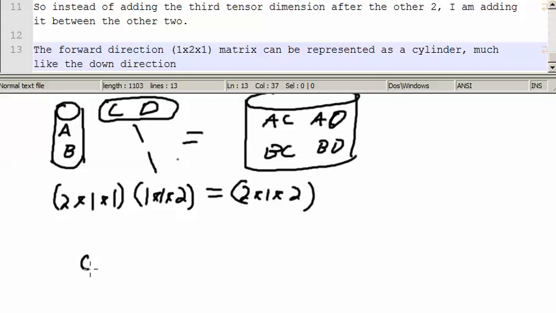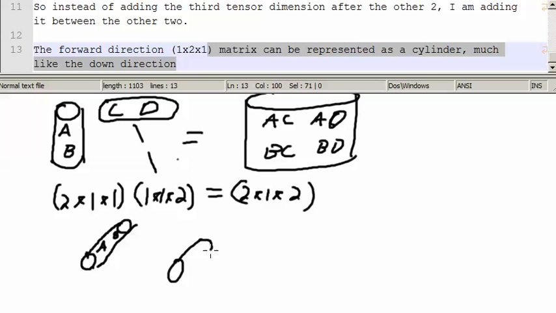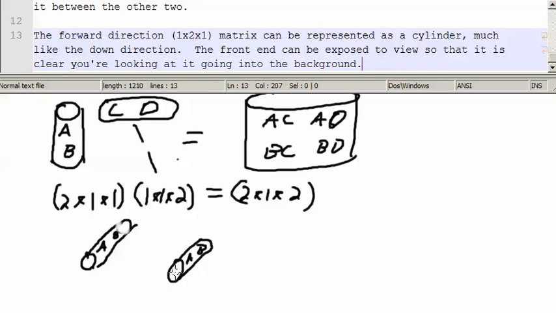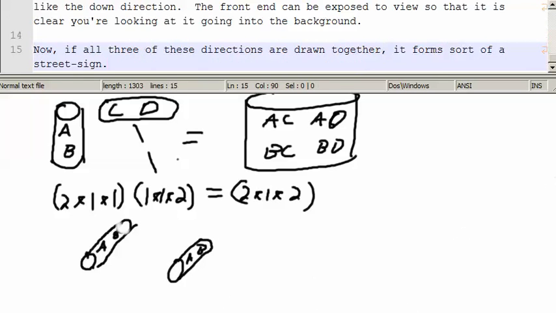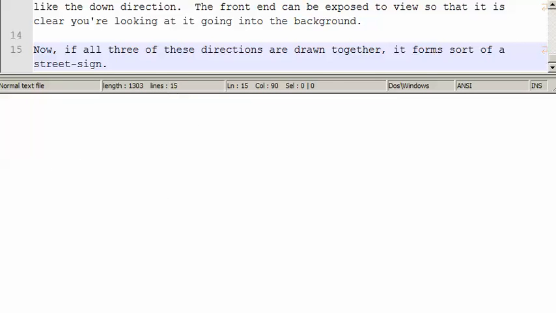The forward direction, the 1 by 2 by 1, or 1 by 3 by 1, or whatever you want to use, can be drawn as a cylinder. Actually, like that. You don't want to draw both ends because that makes it kind of ambiguous. The front end should be exposed to view so that it's clear that you're looking at it as it goes into the background. Now, if all three of these directions are drawn together, it forms sort of a street sign.